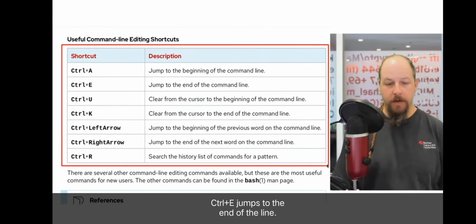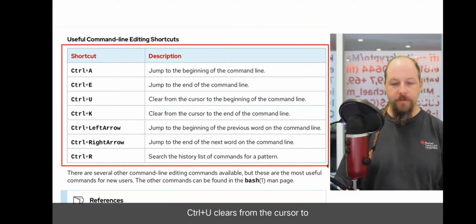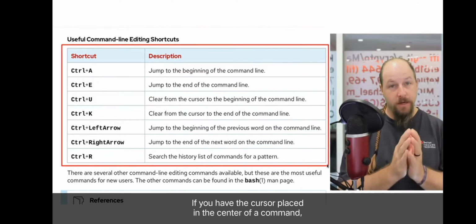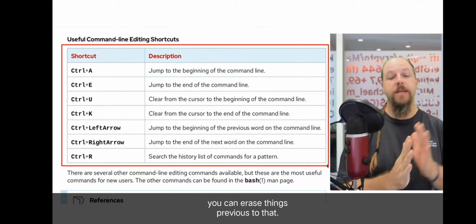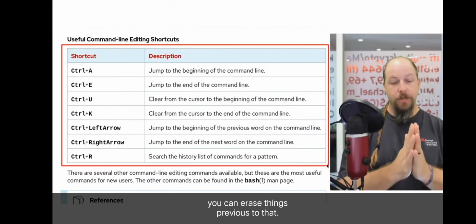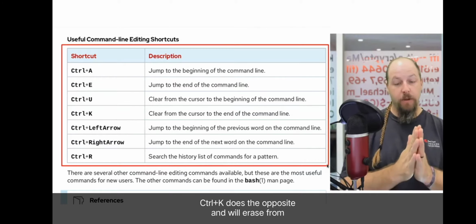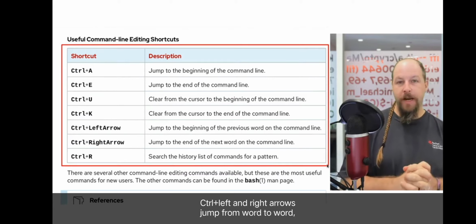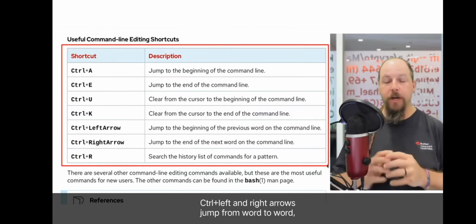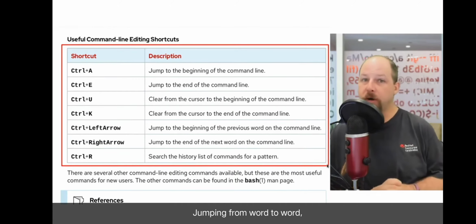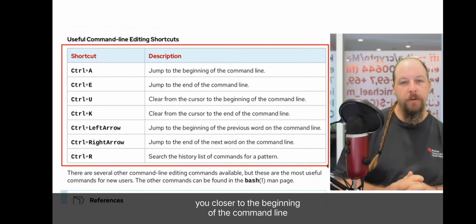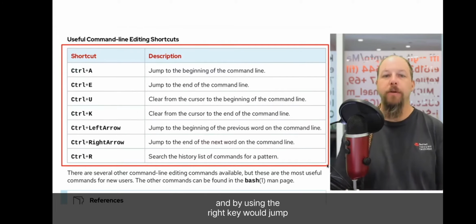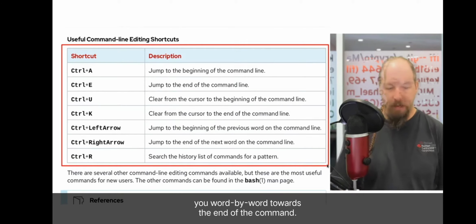Control-E jumps to the end of the line. Control-U clears from the cursor to the beginning of the command line. So if you have the cursor placed in the center of a command, you can erase things previous to that. Control-K does the opposite and will erase from the cursor to the end of the command line. Control left and right arrows jump from word to word as you navigate through. So jumping from word to word going to the left will take you closer to the beginning of the command line, and by using the right key would jump you word by word towards the end of the command.